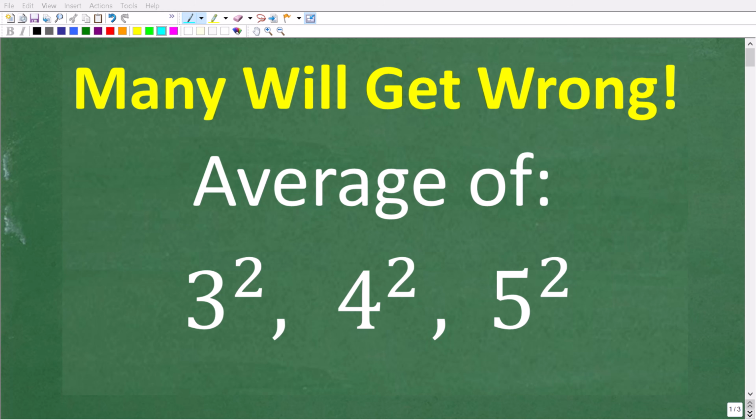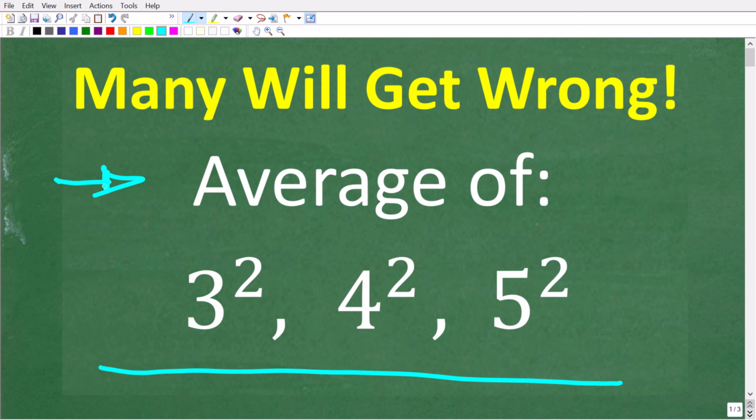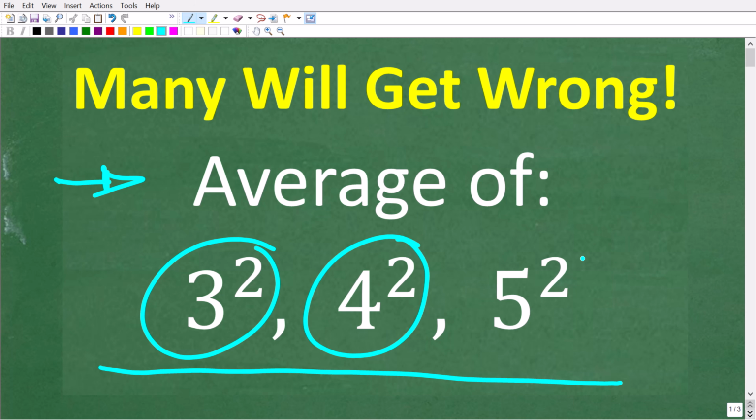If you actually understand basic math, you ought to be able to solve this problem pretty easily without the aid of a calculator. Okay, so what is the question? Well, we're looking for the average of 3 squared, 4 squared, and 5 squared. And the only rule here is no calculators.